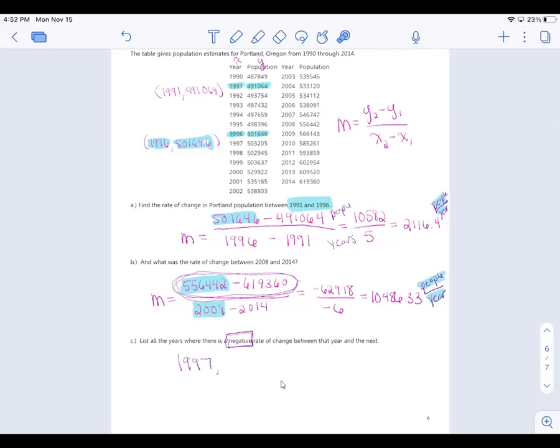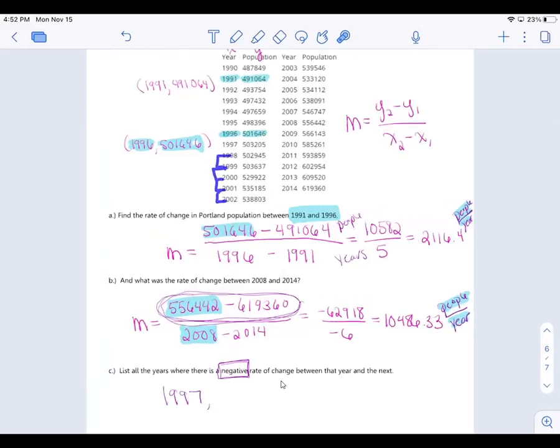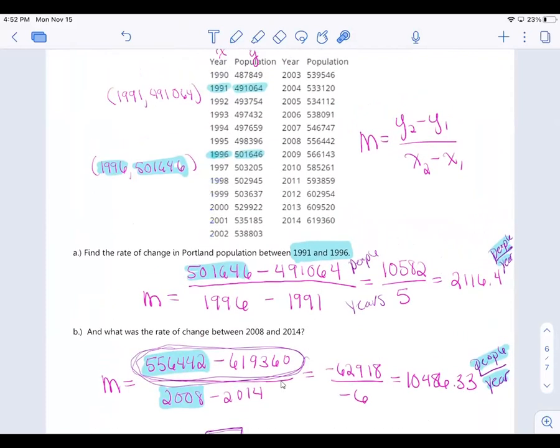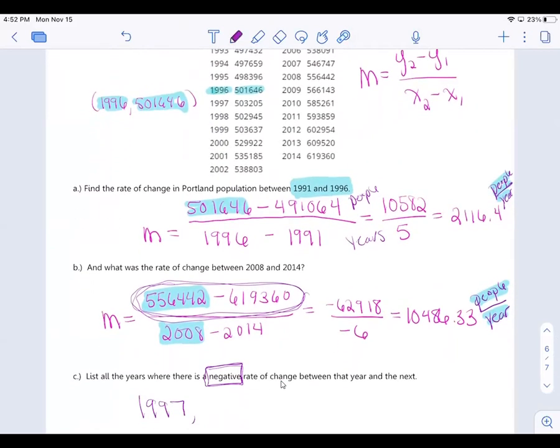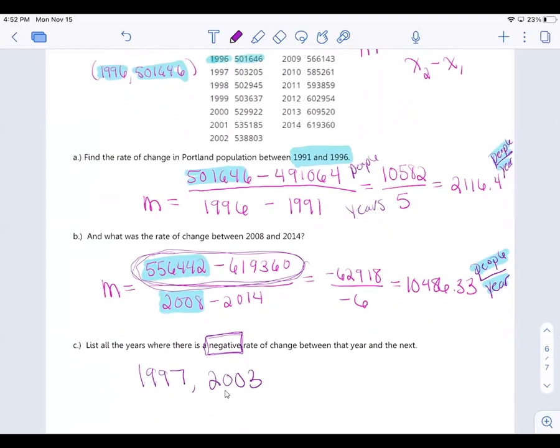Then I'm going to keep looking. Okay, so 98 to 99 goes up. 99 to 2000, up, up, up. My eyes are getting tired. Here, does that go up? That went down, right? Can we agree that my population went down? Yeah. Wait, did you not do 98? You just list the year that it starts to go down. Okay. So I'm just gonna list there 2003.